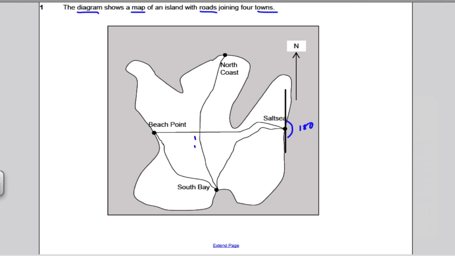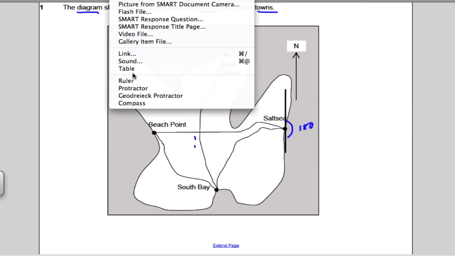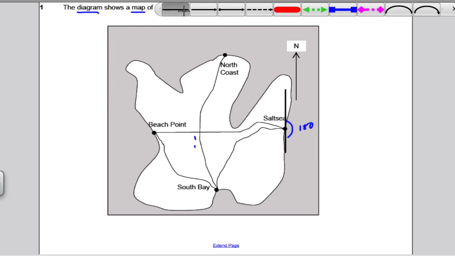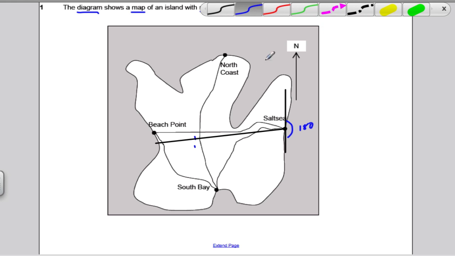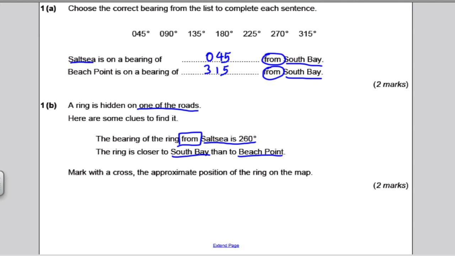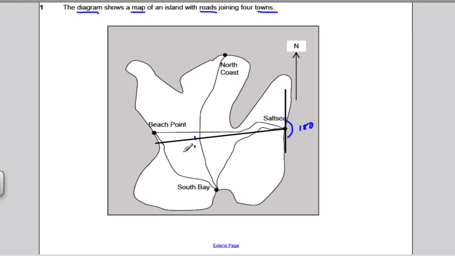So you just take your protractor away, and now you draw a line with a ruler. It will be on this line somewhere. It will be somewhere along this line here, we're saying. And the clue also tells us that the ring is closer to South Bay than Beach Point. Well, on this road here, it's certainly close to Beach Point, so no good. This road here is closer to Beach Point, so no good. So it must be this original road here where the ring is.